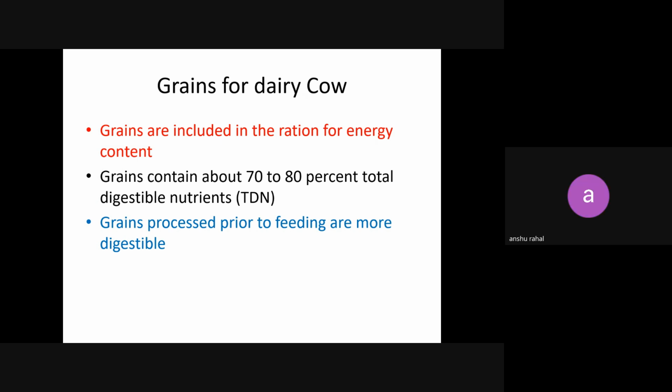Then grains. Grains are also included in the ration for energy content, and grains normally contain 70 to 80% total digestible nutrients. And grains need to be processed prior to feeding to make them more digestible.